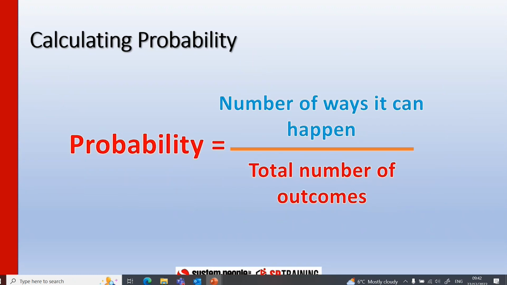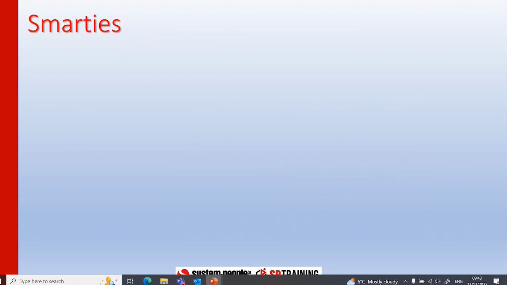How we calculate probability goes like this. It's the number of ways it can happen over the total number of outcomes. So we thought about tossing a coin and we're looking for a head. Then the number of ways it can happen, there's one head. Total number of outcomes, there's a head and a tail. So that's where we get the 1/2 for that one. Let's have a look at that in a practical example.